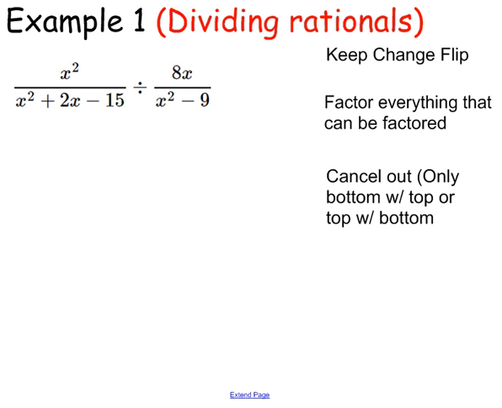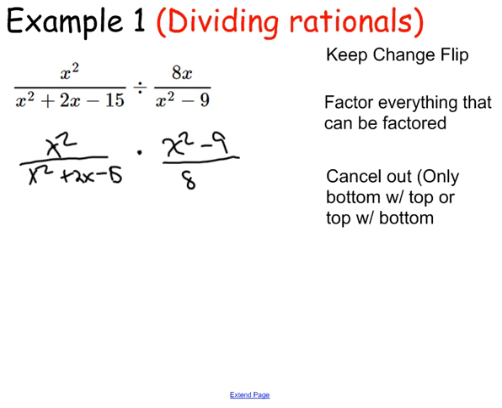All right, so let's begin. So we got to do keep, change, flip first. So that means I'm going to keep the first fraction. So I got x squared over x squared plus 2x minus 15. I'm going to change the division to multiplication, and then I'm going to flip the second fraction. So I get x squared minus 9 over 8x.